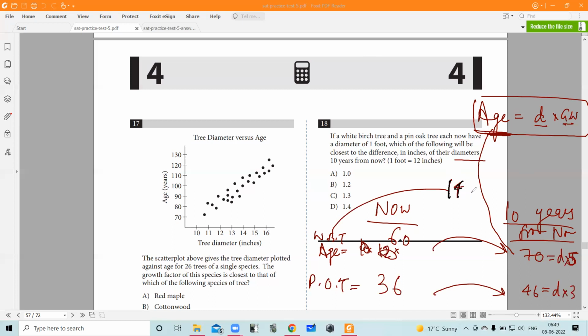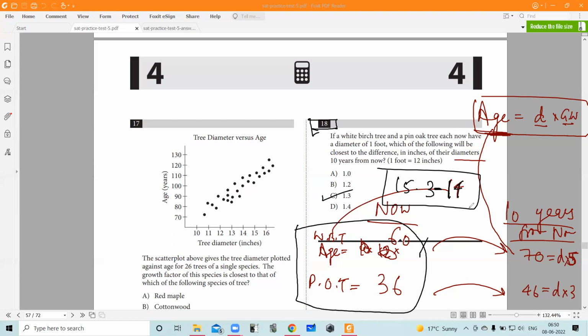15.3 minus 14, and that's 1.3. So that's how they got C. Okay. Yes, right. Now clear? Yes. So it was a little bit confusing, because the age has to be calculated in the first instance, and then the diameter needs to be calculated in the second instance, 10 years from now.